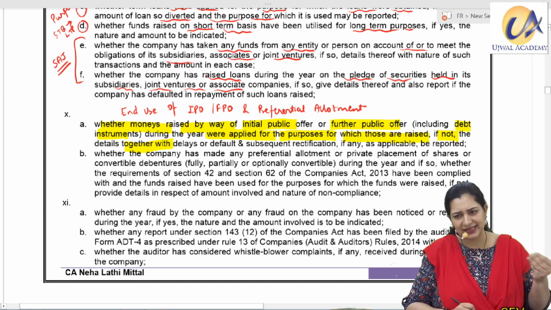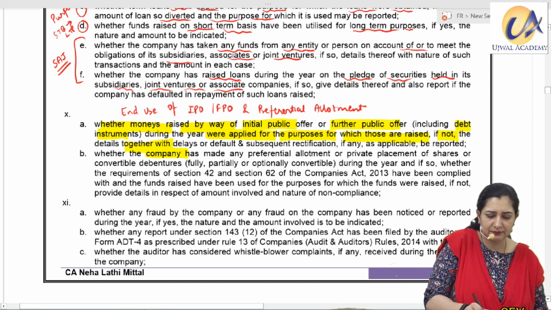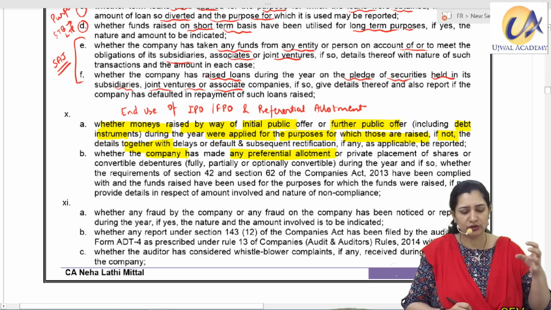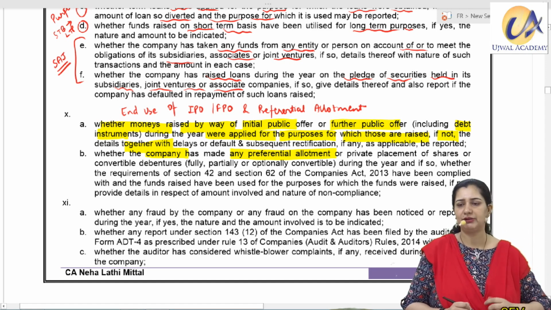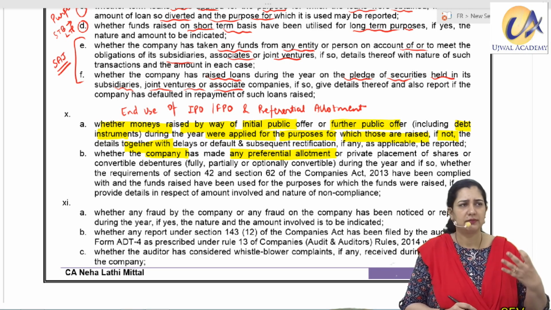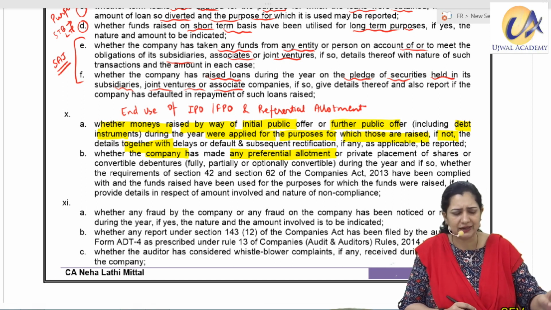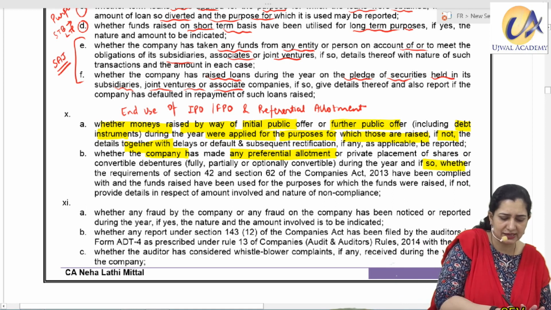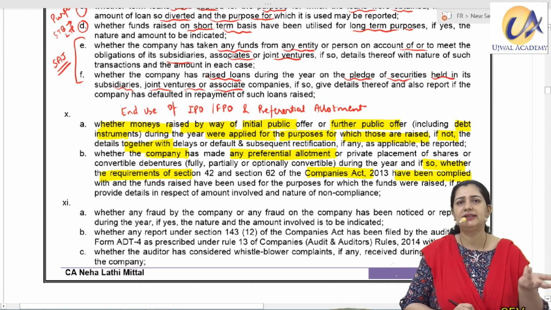And the next point, same 10th point, talks about preferential allotment. Has the company made a preferential allotment? This preferential allotment is governed by Section 42. So whether the provisions of the Companies Act have been followed. Preferential allotment means you're giving first preference to maybe promoters, directors or whoever. That is there in the Companies Act. So if they have given preferential allotment, then whether the requirements of the Companies Act have been complied with. Otherwise, give the details.